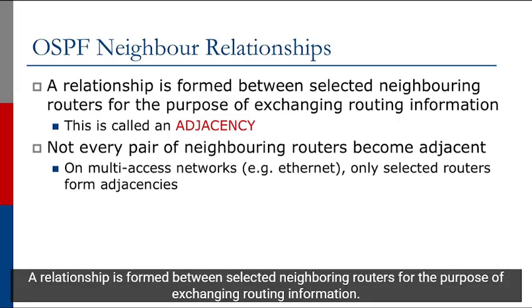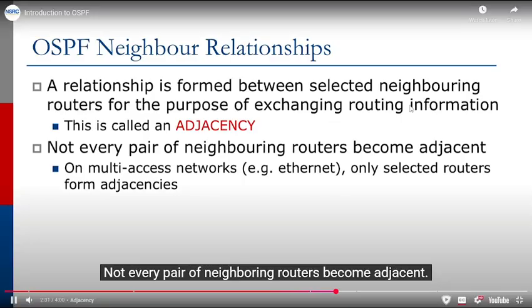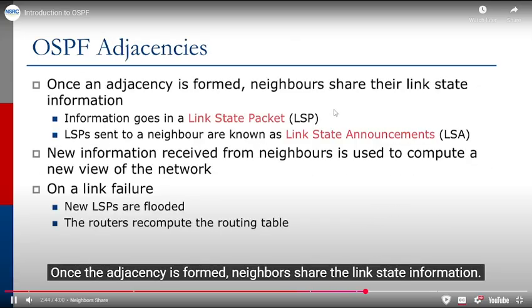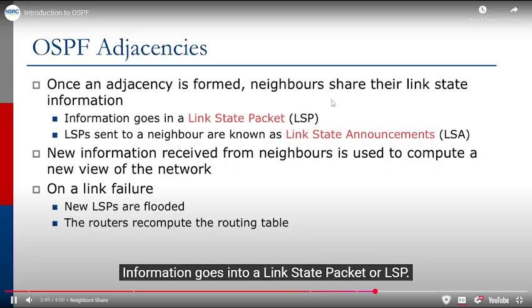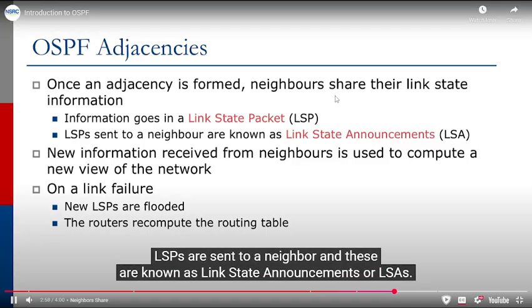A relationship is formed between selected neighboring routers for the purpose of exchanging routing information, and this is what we call an adjacency. Not every pair of neighboring routers become adjacent. On multi-access networks, for example Ethernet, only selected routers will form adjacencies. Once the adjacency is formed, neighbors share the link state information. Information goes into a link state packet, or LSP. LSPs are sent to a neighbor, and these are known as link state announcements, or LSAs.